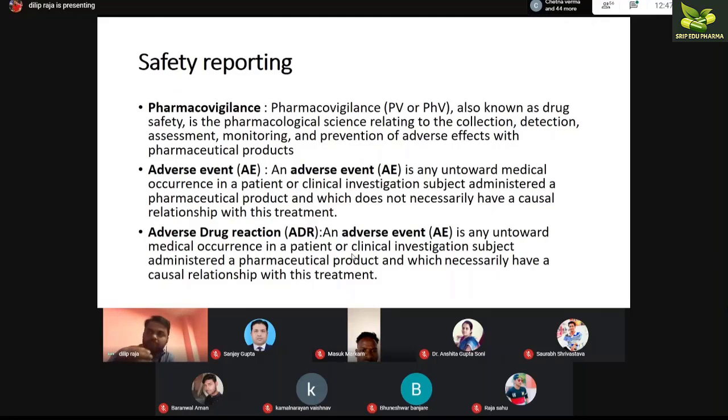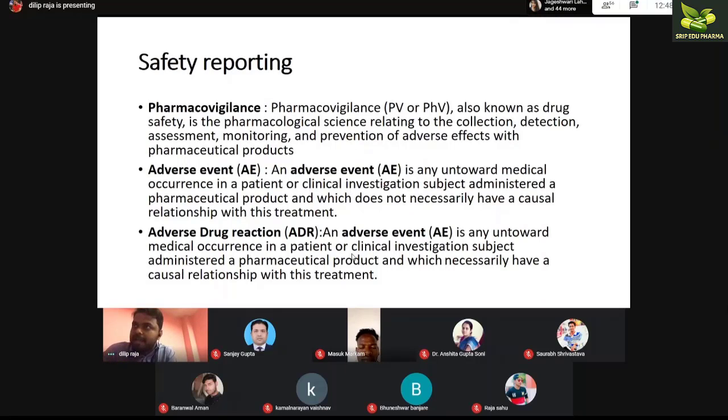As I said, in the clinical trial we give the pharmaceutical ingredient, the IP or investigational drug, to the human or the clinical subject, right? In that particular period, if any untoward occurrence happens, then we will call it an adverse event. That adverse event may or may not have a causal relationship with the drug. It may be related or it may not be related to the drug which you are giving.